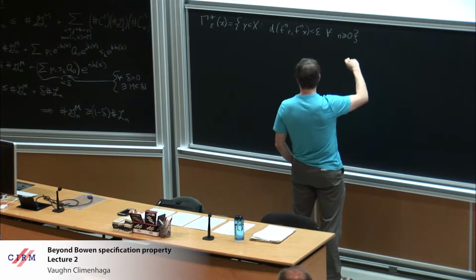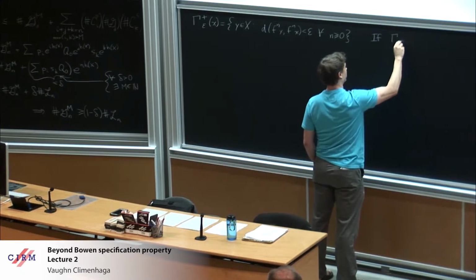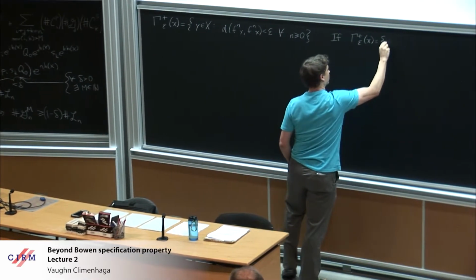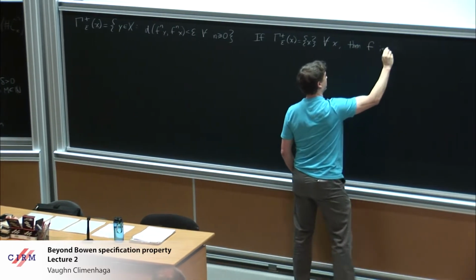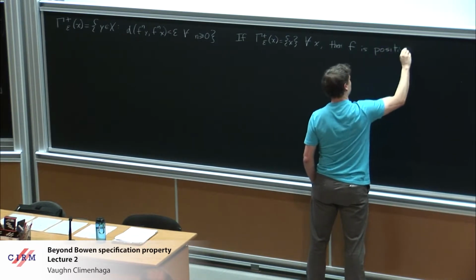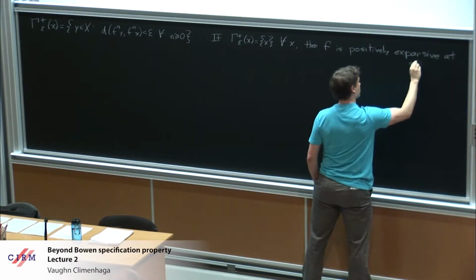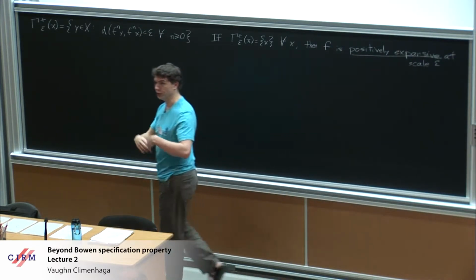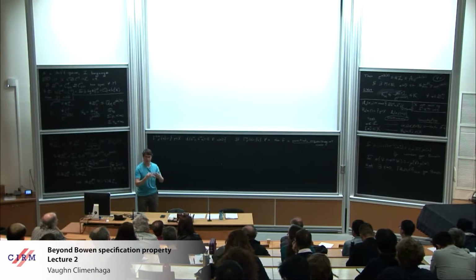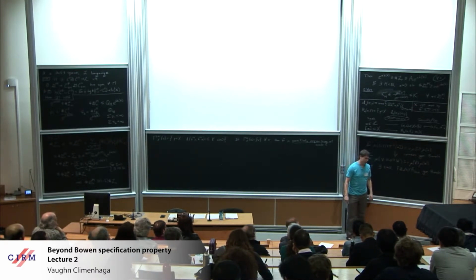So if this is equal to a single point for every x, then we say that f is positively expansive at scale epsilon. And this is the appropriate notion for non-invertible maps. If you have a non-invertible map, something which is expanding or non-uniformly expanding, this is the appropriate notion to use. And if this happens, then you exactly get this property that the Bowen balls generate the Borel sets.